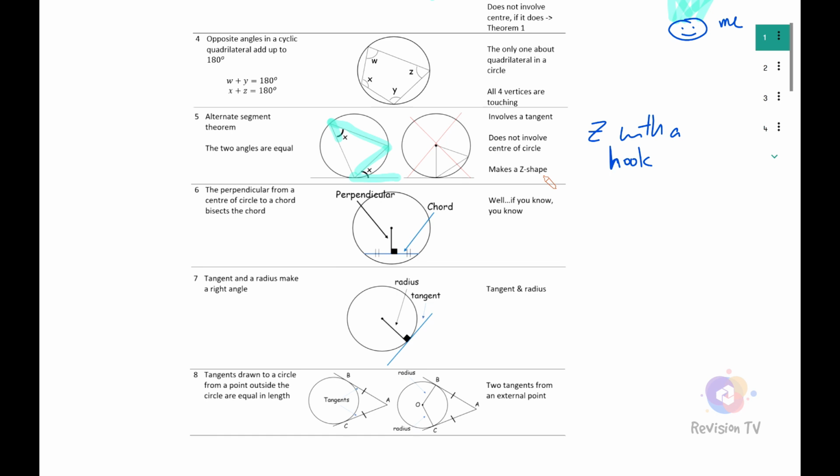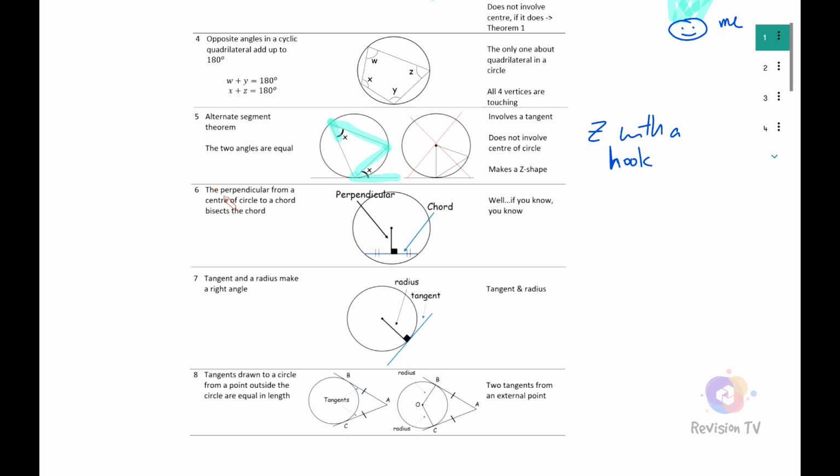So that's how you remember that one. Okay, a tangent and then a set shape with a hook. So these two will be the same. Now, one thing students get confused is, or a silly mistake students make is they make this one the same as x, which is incorrect. Right, next one.